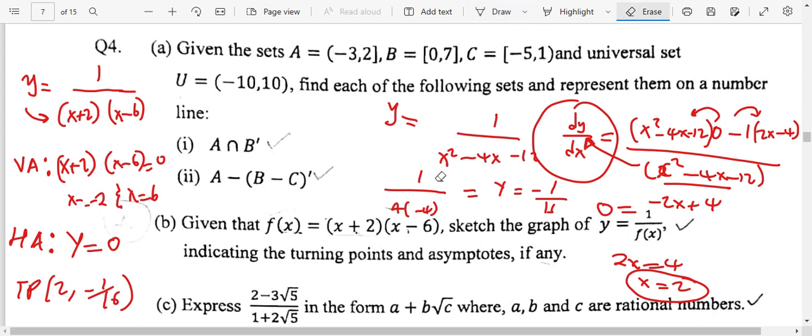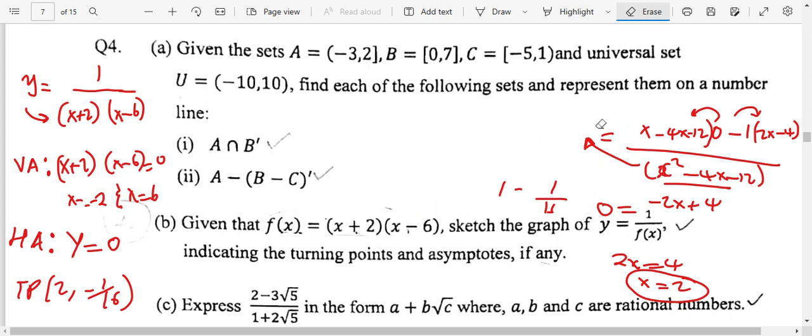Please, you only use this if it is a rational function. If this was a quadratic function, how do you find the turning point? How do you find the turning point of a quadratic?